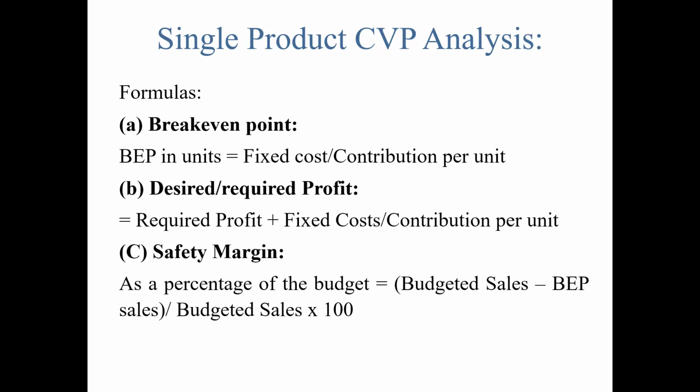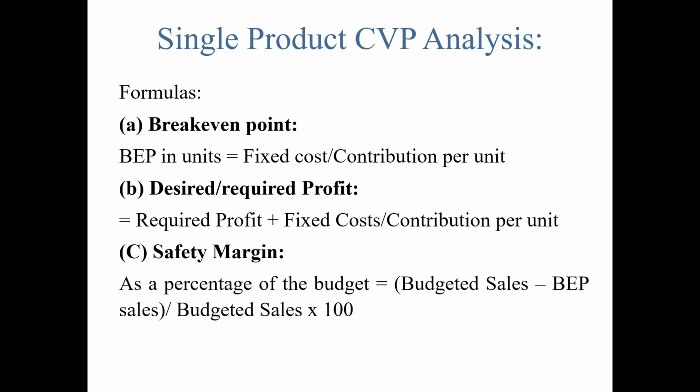Okay, safety margin. Safety margin helps us, for example, if my budgeted sales volume is, let's suppose, I'm expecting that I can sell 15,000 units this year. Now the safety margin will tell me, if I do not achieve this expected, budgeted 15,000 units, up to what extent I have the margin, so that I can protect myself from the loss.